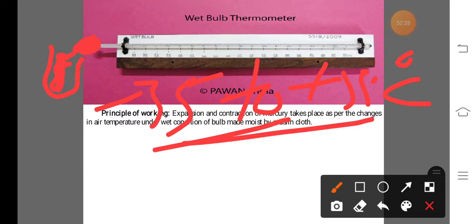When air is passing over this, that means due to the continuous wetting of this bulb by the muslin cloth, the temperature of this wet bulb thermometer is always lower or decreased. When hot air or cold air is passing over this bulb or muslin cloth, at that time the mercury in the thermometer increases or decreases.